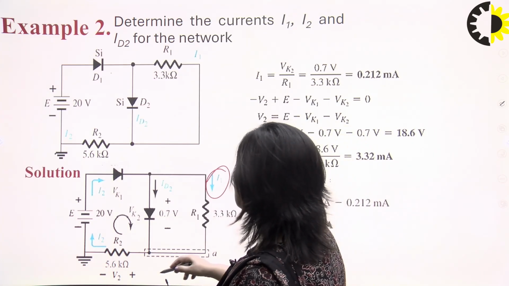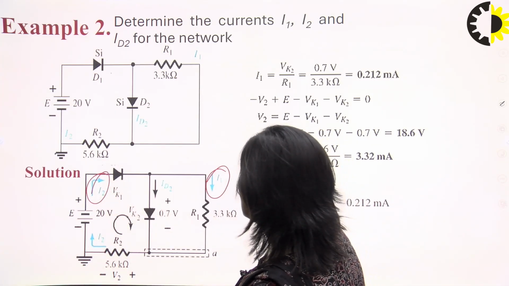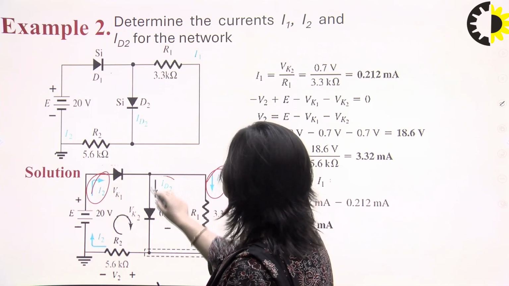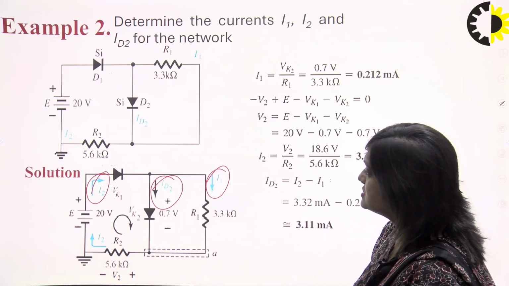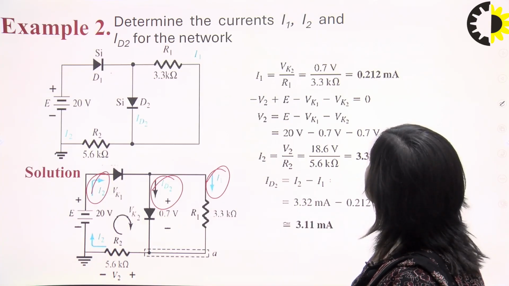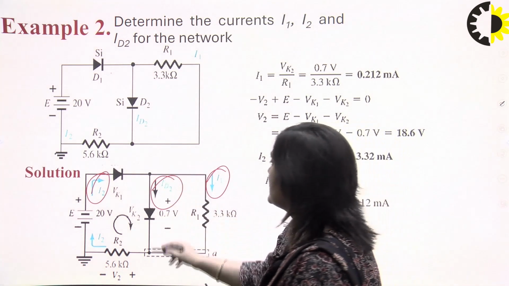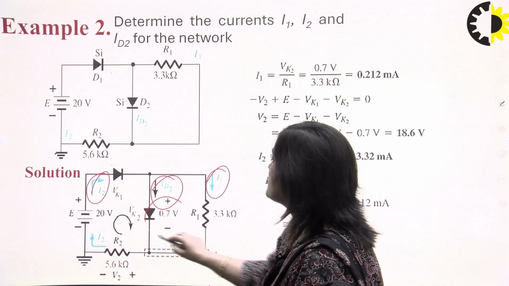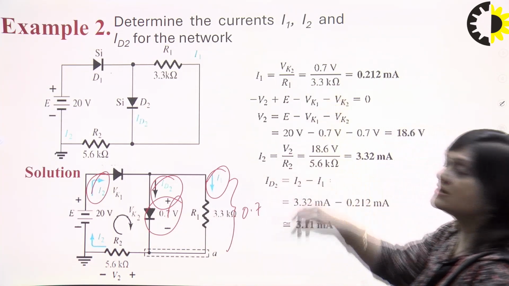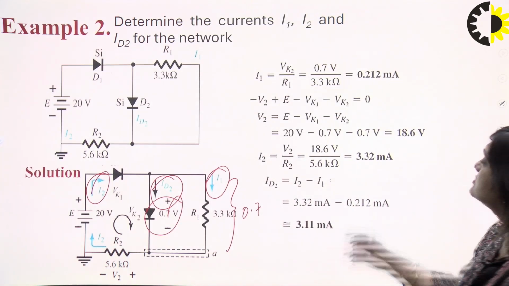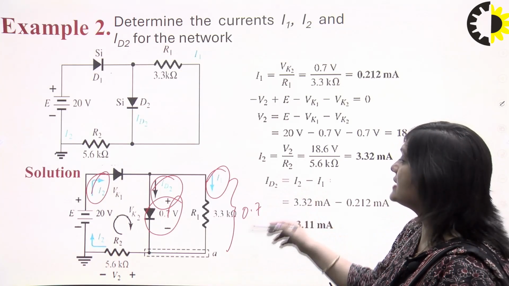I1 is this much, the value of I2 is this much, and then ID2 is this much. So we have to find all these values. For finding I1, we have used 0.7, because the voltage across this resistance will also be 0.7. So 0.7 divided by 3.3 will be 0.212. This will be the I1.